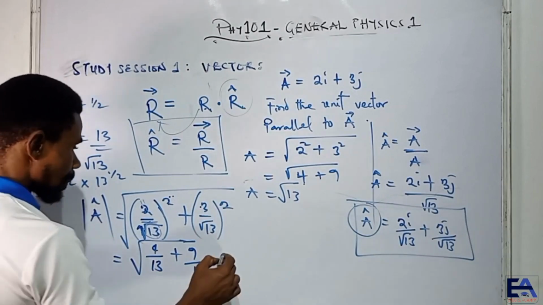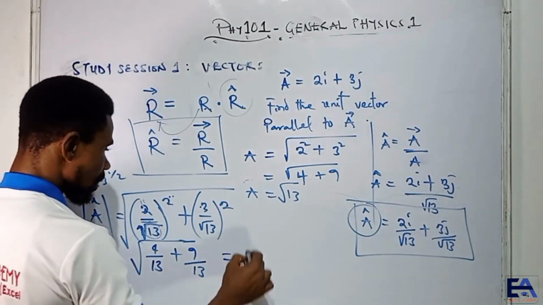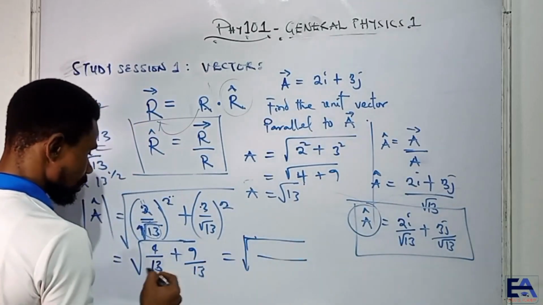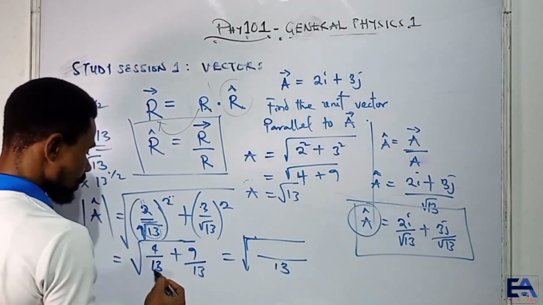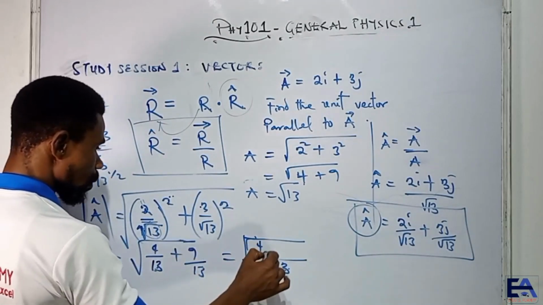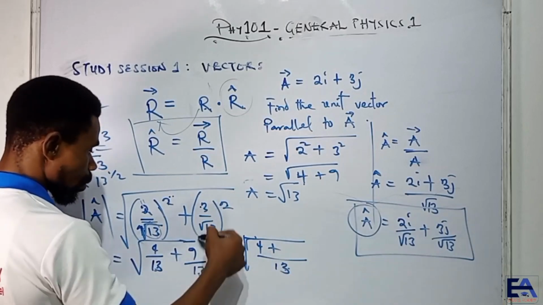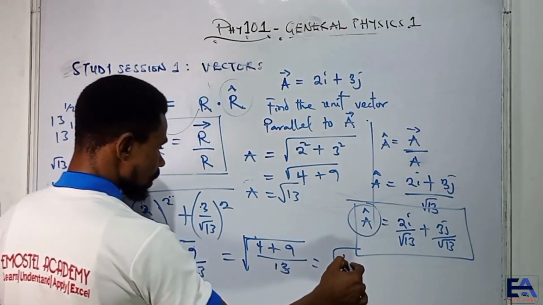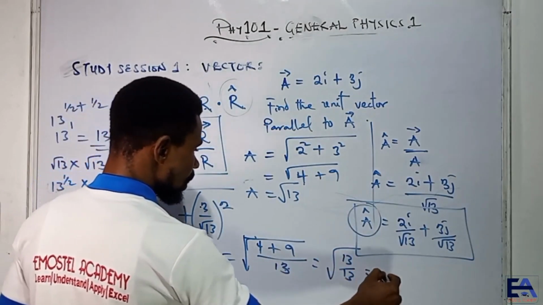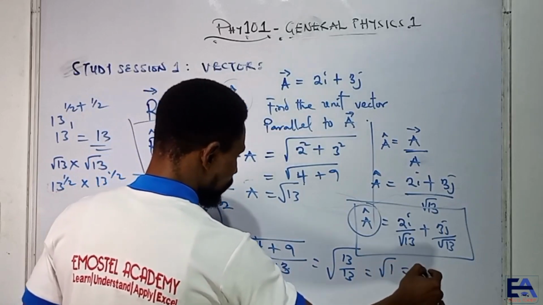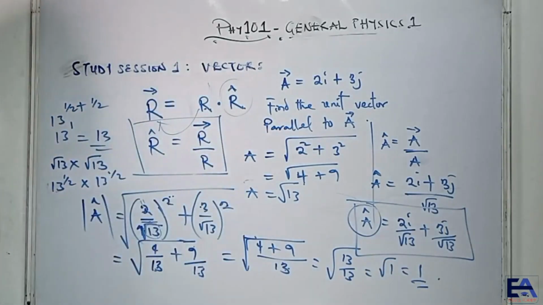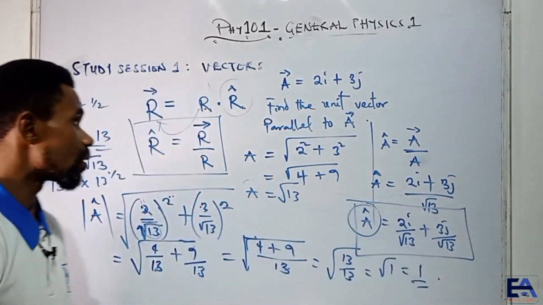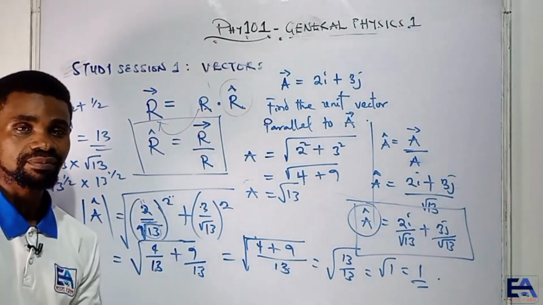And then going forward from here, you have the square root of, you find the LCM. The LCM here is 13. 13 and 13 is 1, 1 times 4 is 4. And the remaining 13 is 1, 1 times 9 is 9. At the end of the day, we have the square root of 4 plus 9, 13, over 13. And that's the square root of 1. And the square root of 1 is 1. And so that is that. So truly, this is the unit vector parallel to vector A.